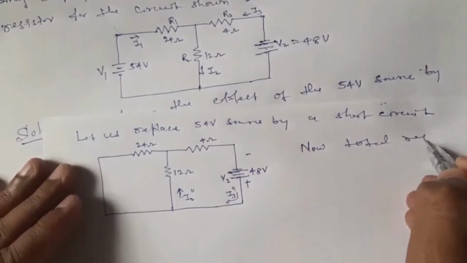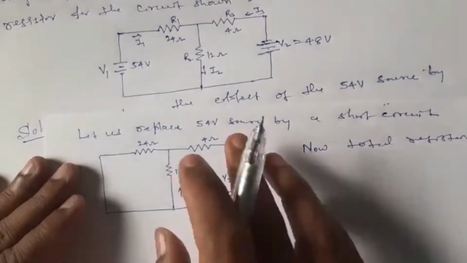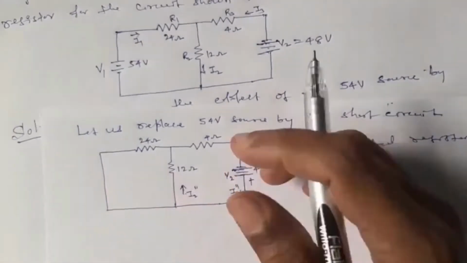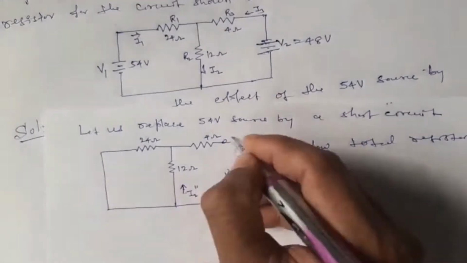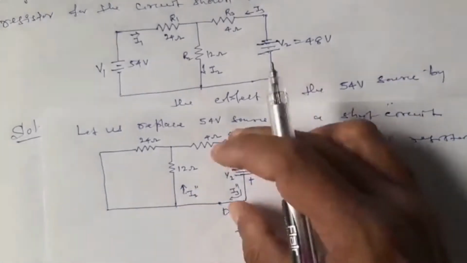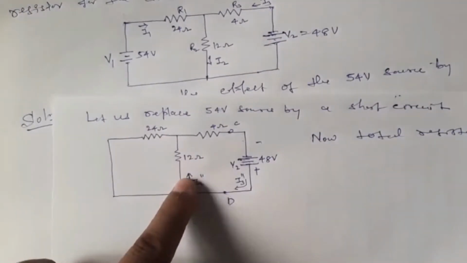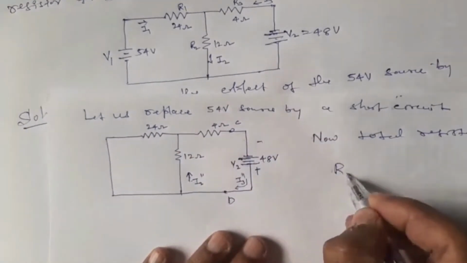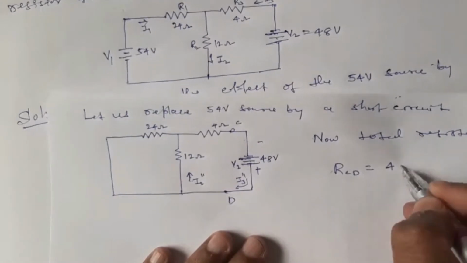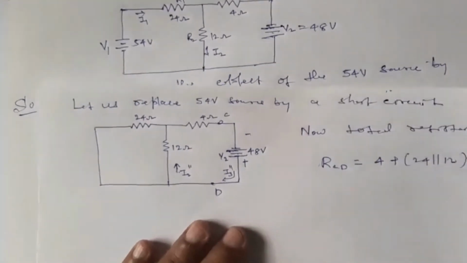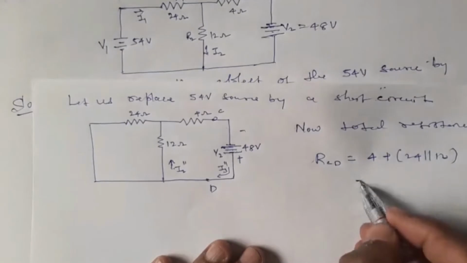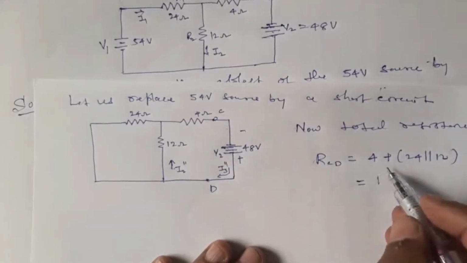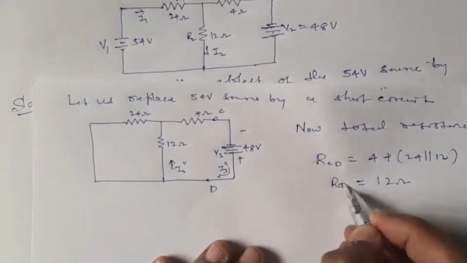Now, dear students, the total resistance of the network seen from these two terminals, let me consider these as C and D. Between C and D, 12 ohm and 24 ohm are both in parallel and this 4 ohm is in series. So RCD is equal to 4 plus 24 parallel with 12. If you calculate this, 8 plus 4 is 12 ohm. RCD is equal to 12 ohm.